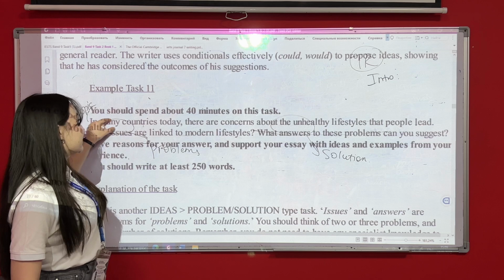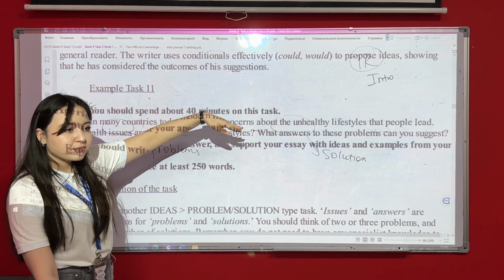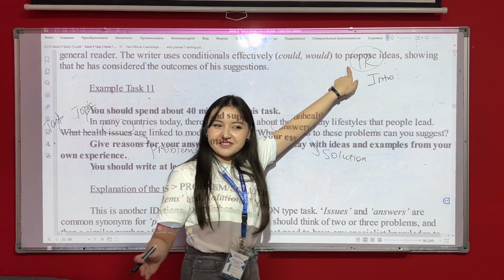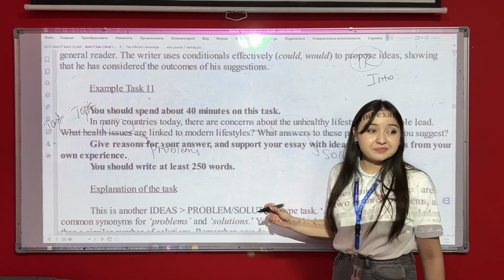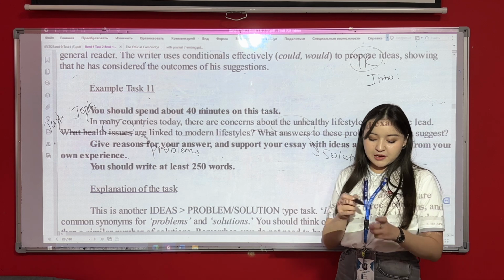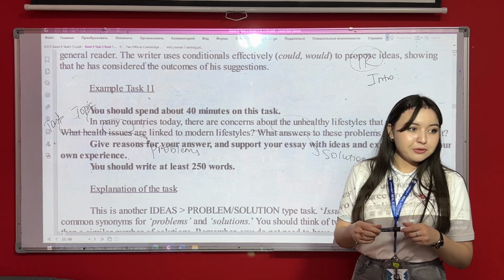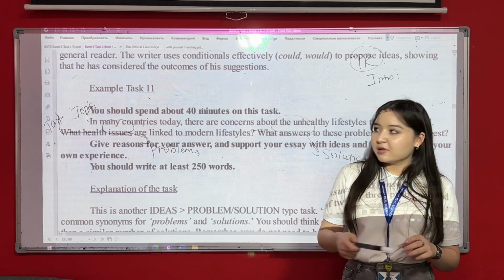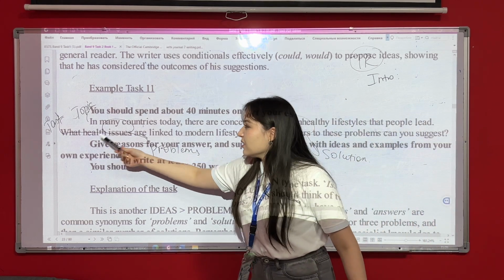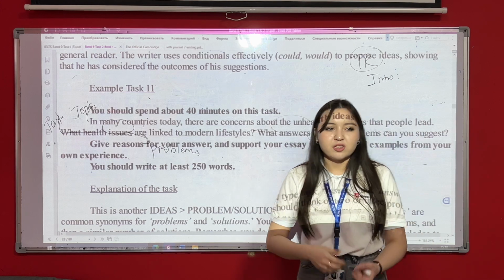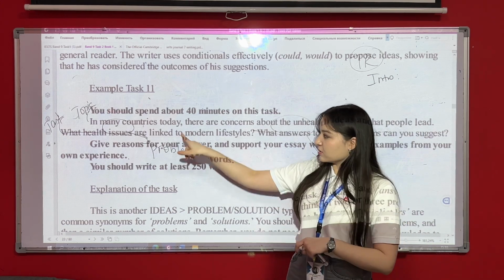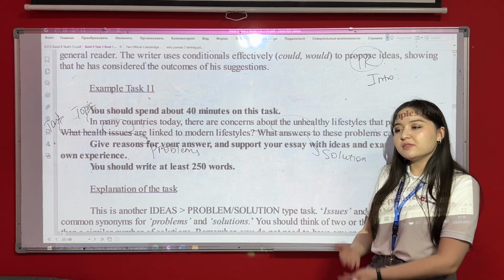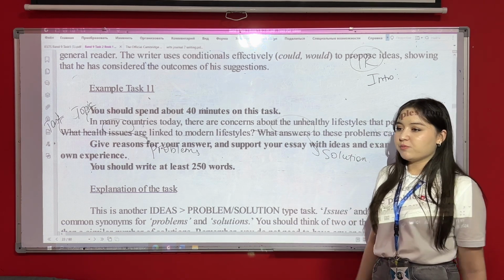You have to paraphrase the topic sentence only. Are you asked for your opinion? No, you are not. So, moving to the next paragraph, what health issues are linked to modern lifestyle? You have to say that there are certainly some problems linked to modern lifestyles, and there are some possible solutions as well, which will be provided in the following paragraphs. Yes, very good.